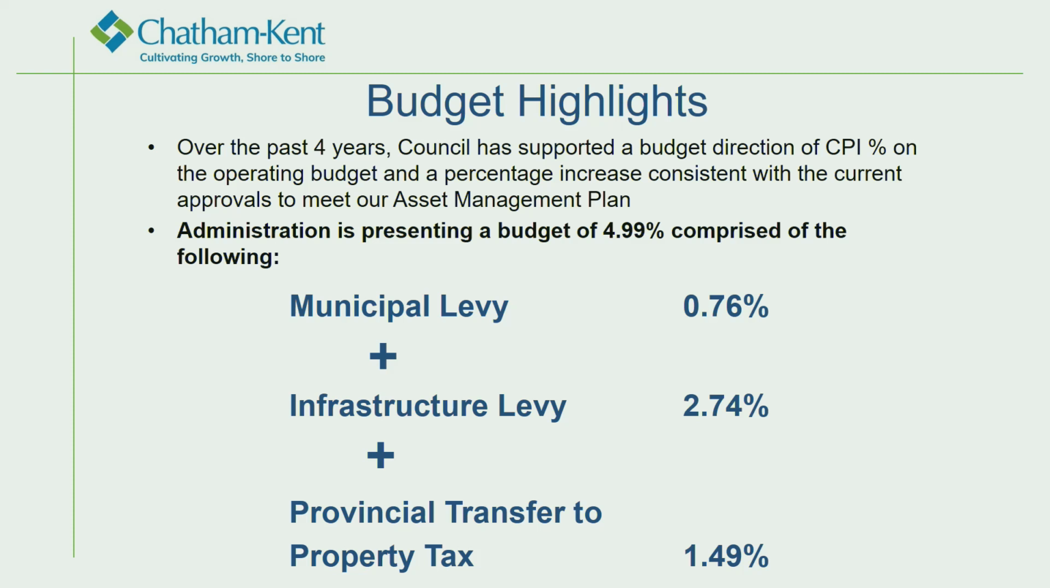So in addition to the municipal and infrastructure levies, Chatham-Kent is required to deal with the provincial transfer income to property taxes totaling an additional 1.49%. And those are things that we did not have control over. That was a direct download from the province.